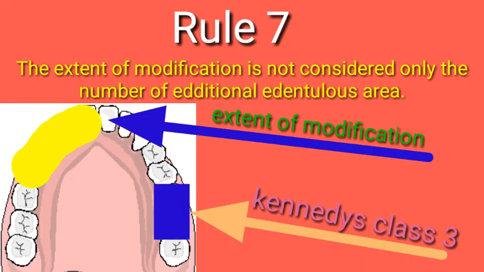Rule number 7. The extent of modification is not considered, only the number of additional edentulous areas. Viewers, below the picture you can see the yellow color shows the extent of modification. That's Kennedy's class 3. We can exceed the extent of modification, it doesn't matter.